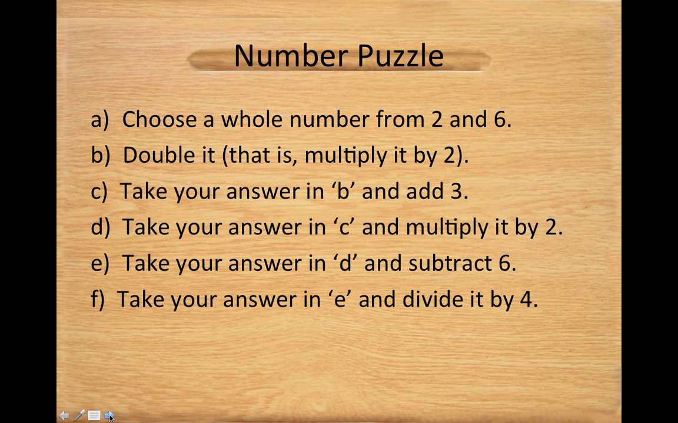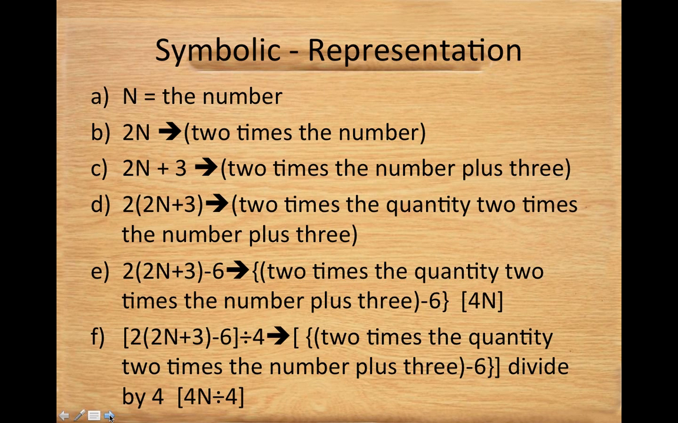So now let's look at the symbolic representation. I'm going from giving you words to let's talk about what is the symbolic representation here. So I'm going to let n equal the number. The next step stated, take that number and multiply by 2 times the number. So that's 2n. Then it's telling me to take that number and add 3. So now I have 2n plus 3.